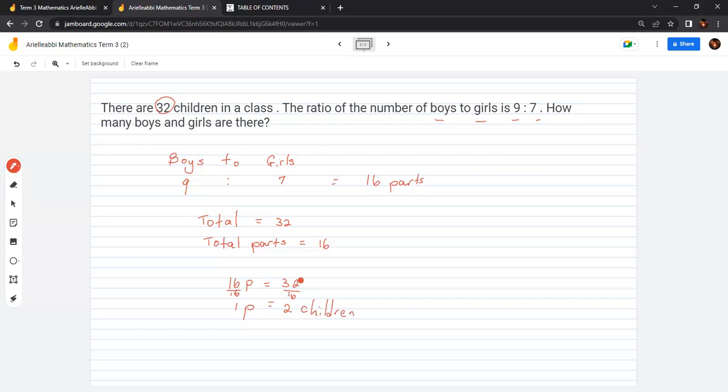And then from that, you could find any amount that you want. So for the boys, we had 9 parts. So if one part was 2, then 9 parts would be 2 times 9. And 2 times 9 is 18. So that means there were 18 boys.